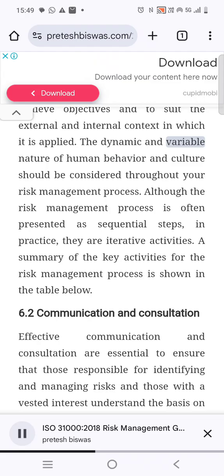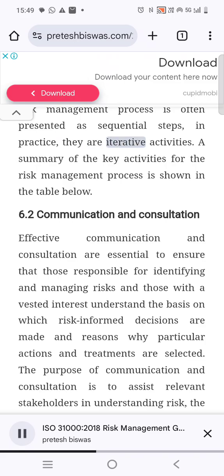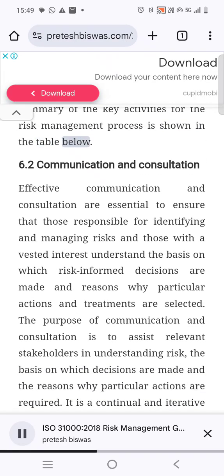The dynamic and variable nature of human behavior and culture should be considered throughout your risk management process. Although the risk management process is often presented as sequential steps, in practice, they are iterative activities. A summary of the key activities for the risk management process is shown in the table below.